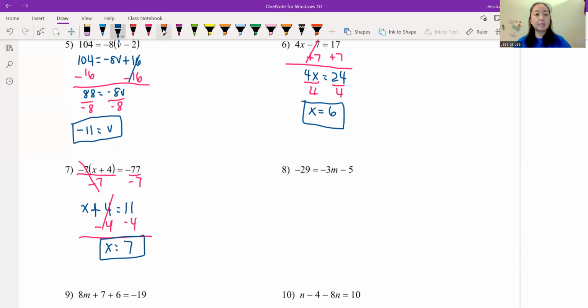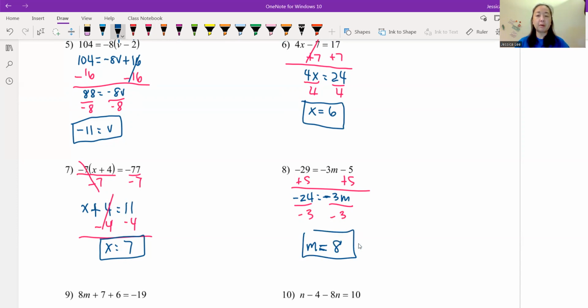M is over here on the right-hand side, so we're going to get rid of everything on the left-hand side. So starting with the 5, so add 5 to both sides. And you're going to get -29 plus 5, which is going to be -24, is equal to -3m. That's a negative. And then we're going to just divide by this -3. And then I'm just going to move my m to the left-hand side because I like to have my variables out on the left. And -24 divided by -3 is going to be +8. Boom, just like that. Right, if you keep your m on the right-hand side, that's fine.